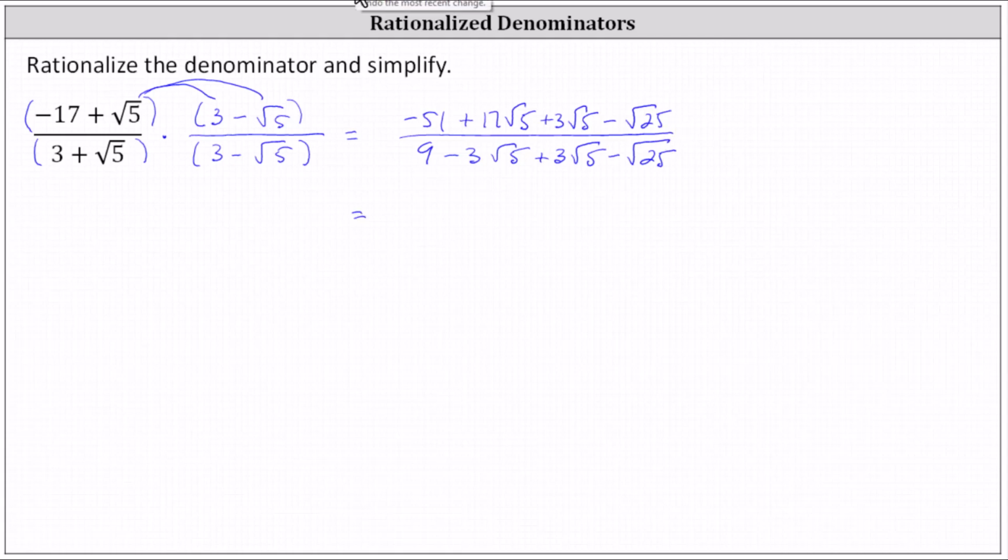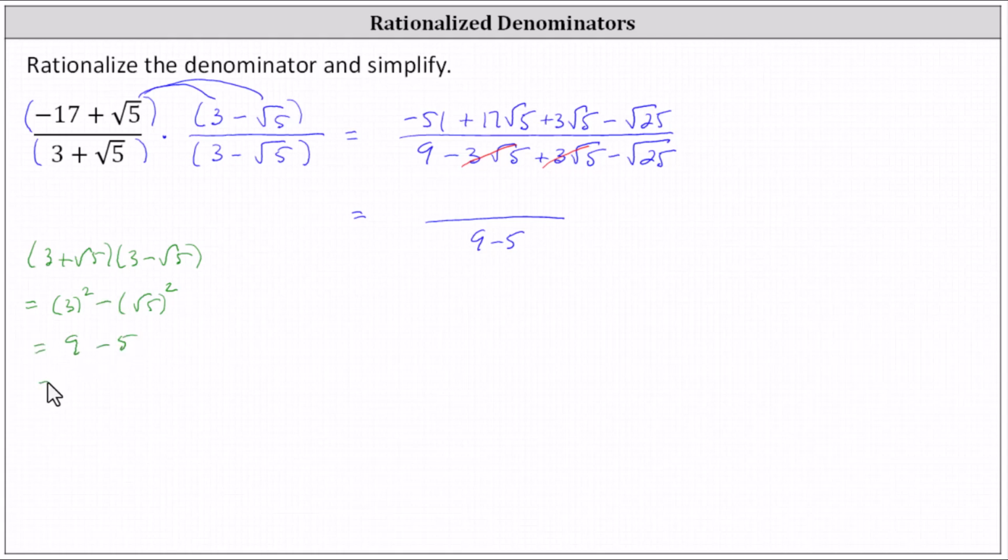Notice in the denominator we have negative 3 square root 5 plus 3 square root 5, which is 0. And square root 25 equals 5. The denominator simplifies to 9 minus 5. The shortcut when multiplying conjugates, in our case 3 plus square root 5 and 3 minus square root 5, is to square the 3, square the square root 5, and subtract. This does give us 9 minus 5, which equals 4. But I normally like to show all four products.